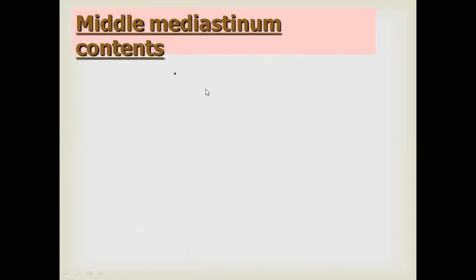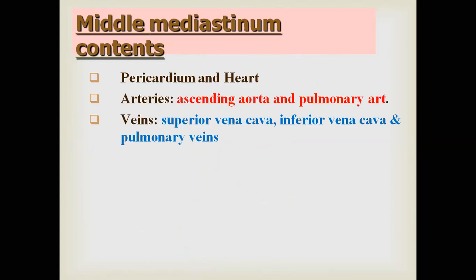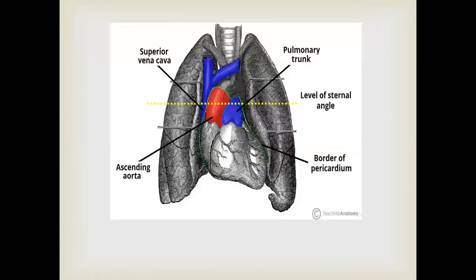The content of the middle mediastinum will be the heart and the pericardium, the vessels originating from the heart, the ascending aorta and the pulmonary artery, and the veins, superior vena cava, inferior vena cava, and the pulmonary veins, and the phrenic nerve, and the lymph nodes. We saw in the superior mediastinum the trachea and esophagus. The esophagus will be in the posterior, but the bifurcation, the division of the trachea, we'll see here in the middle mediastinum, and the lymph nodes.